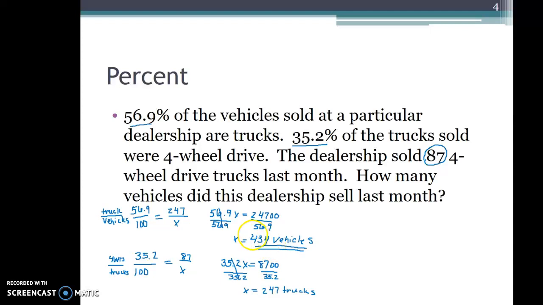So very important in this problem to take note of the sentence that the percent is in, and in that sentence it told us what is being compared. So this first sentence was trucks to total vehicles. Second sentence was four-wheel drive down here to trucks. And then we were able to solve by putting the number that they gave us in the correct location.